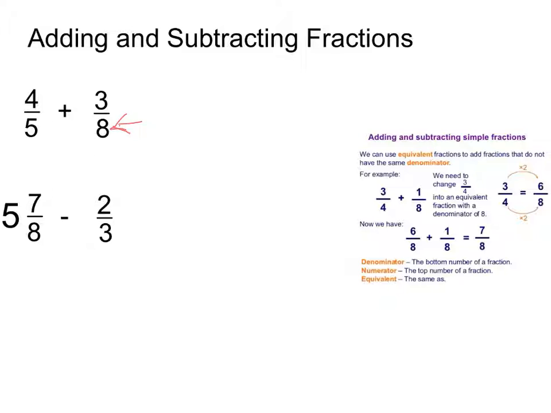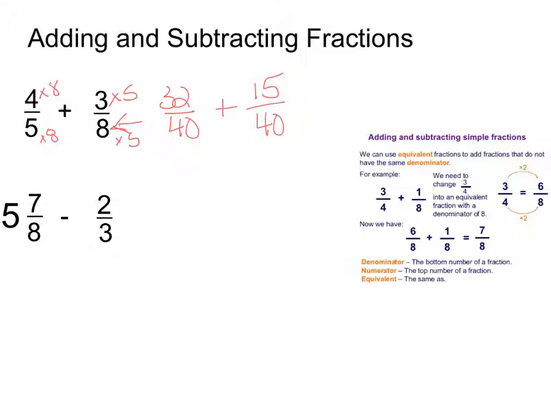I want to find the least number possible that both 5 and 8 divide into. So 5 and 8 both go into 40. That means I'm going to make two new fractions with 40 as the denominator. I ask myself, 5 times what is 40? 5 times 8 is 40. So I do the same to the numerator. I say 4 times 8 is 32. That becomes the numerator. 8 times what is 40? Well, that's times 5. I do the same to the numerator. 3 times 5 is 15.